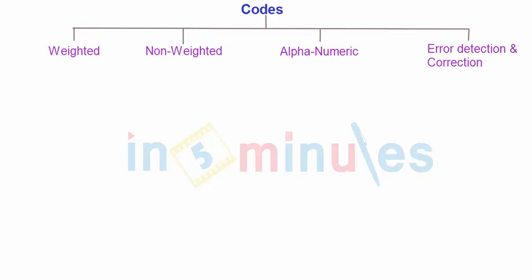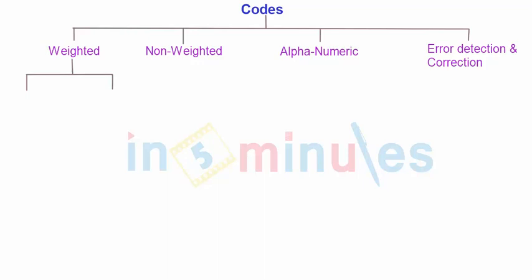In this presentation we are going to see codes. There are numerous codes which are employed in digital electronics or digital systems, and they are categorized in various ways. Depending upon their weight and properties, we categorize these into 4 different sections: weighted codes, non-weighted codes, alphanumeric codes, and error detection and correction codes. We will see one by one.